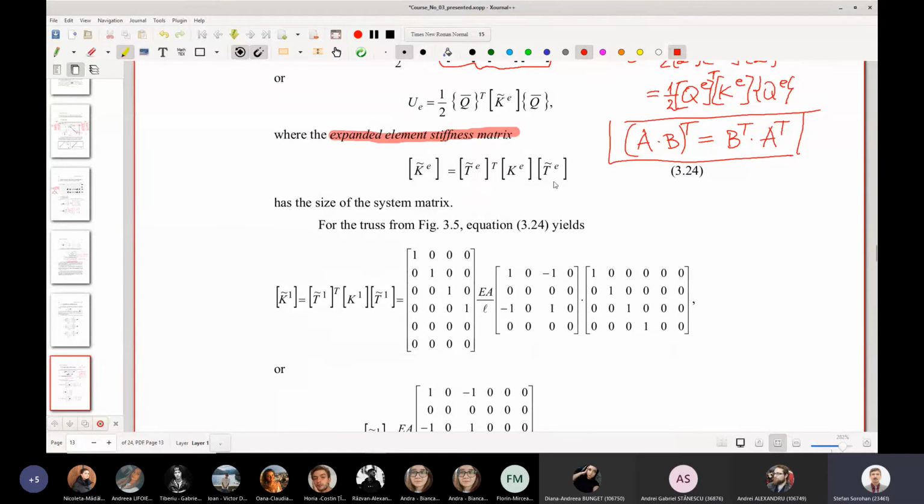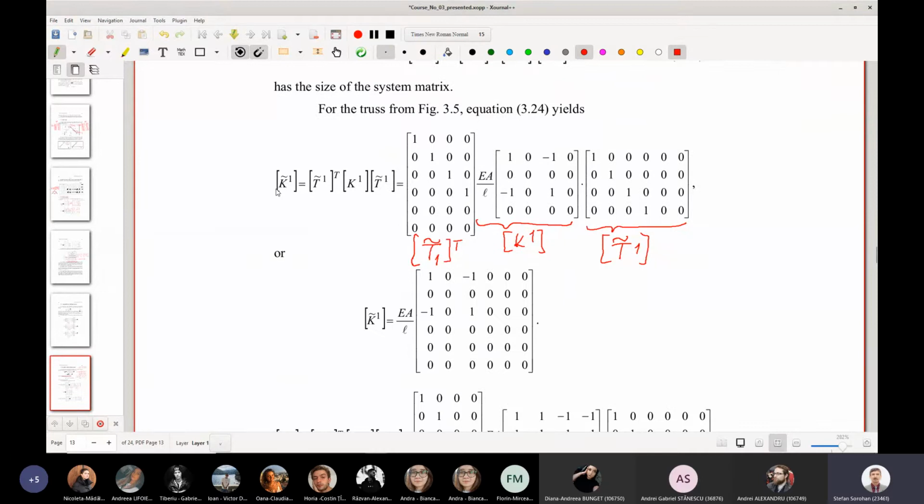If you do this kind of matrix multiplication as is done here, for example this term here is K for matrix 1, right? This matrix here is the connectivity matrix for element number 1. And this is the transpose of this one, according to this relationship. And if you do the matrix multiplication, you will obtain the same. That means the non-zero terms for the first matrix will be here.